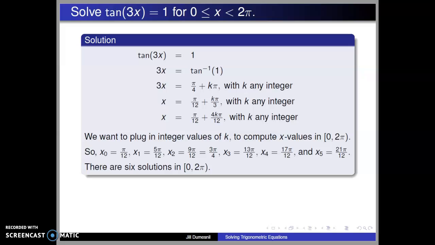So there are 6 solutions to this equation in the interval from 0 to 2 pi. Notice that the original input was 3x, and the interval covers 2 periods. Hence, we have 6 solutions.